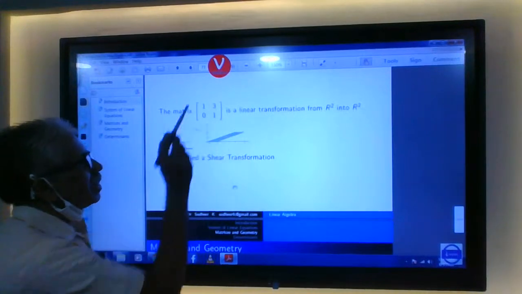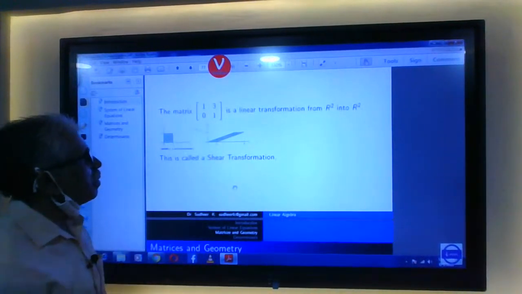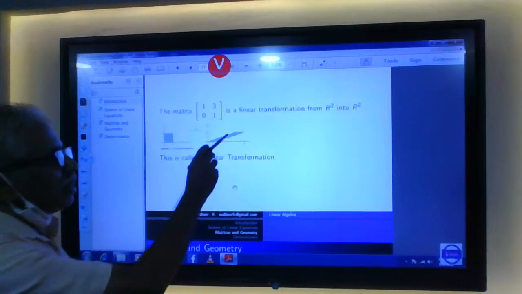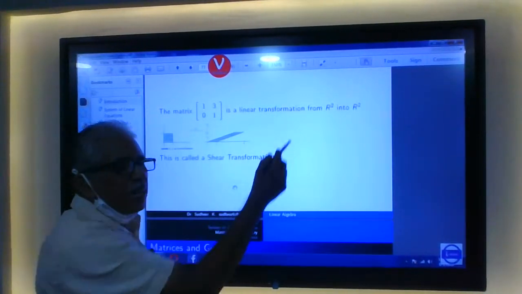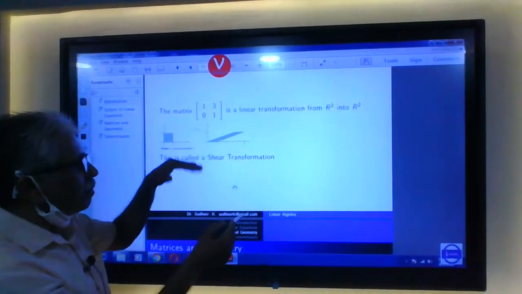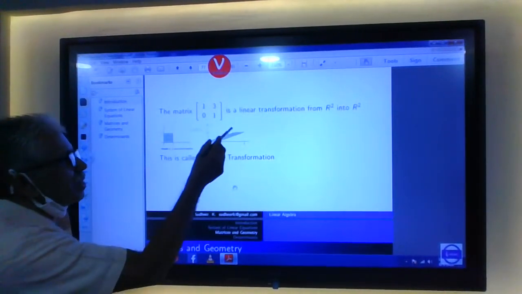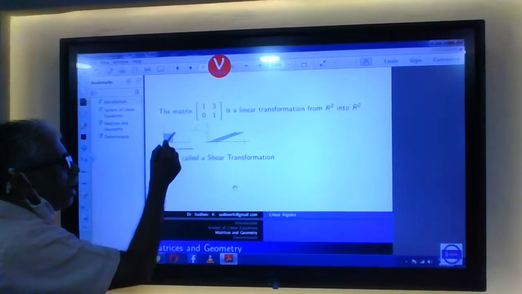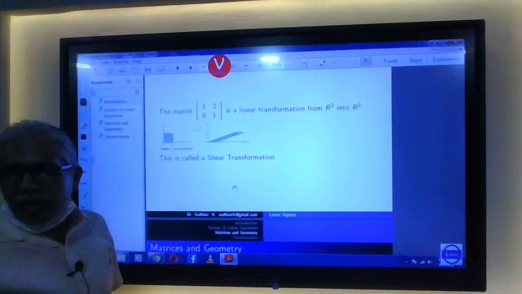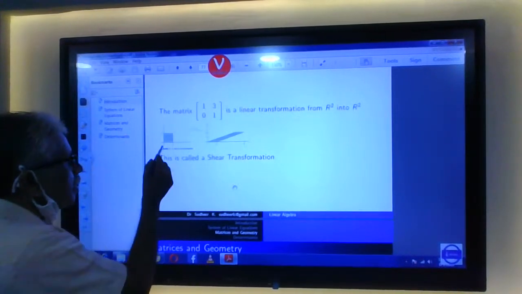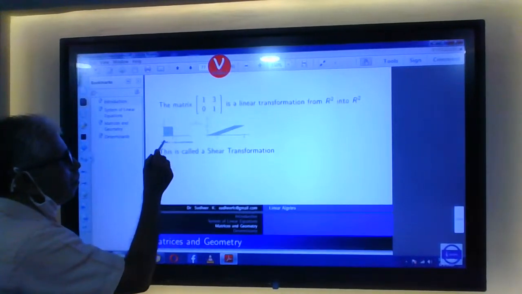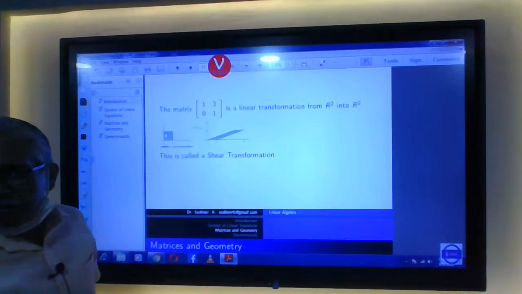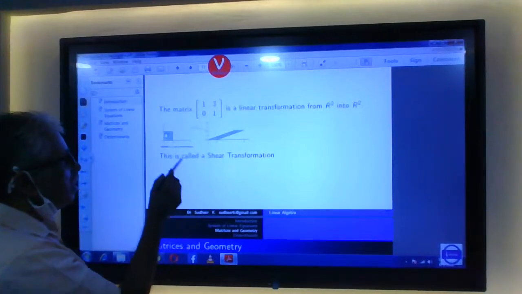Now consider this matrix. This is an interesting case. The matrix 1, 3, 0, 1. I'll come to what a linear transformation is later, after these geometrical expressions. If you consider the unit square in the first quadrant, it will be transformed to a suitable parallelogram, again in the first quadrant.